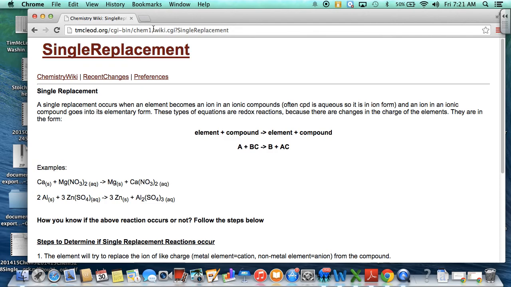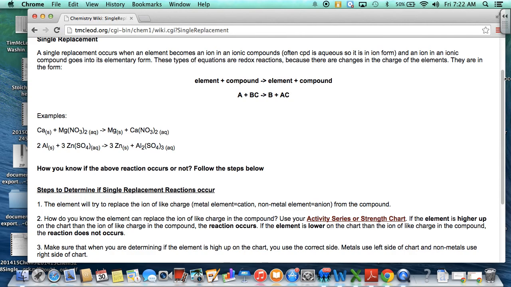Well, for a single replacement reaction, the key is to look at the element, and that's the first step you're going to do. It's under the steps. You need to figure out that element: when it becomes an ion, does it become a cation or an anion? That's important because you compare the element to the ion of the same type in the compound. That's when you use the activity series.